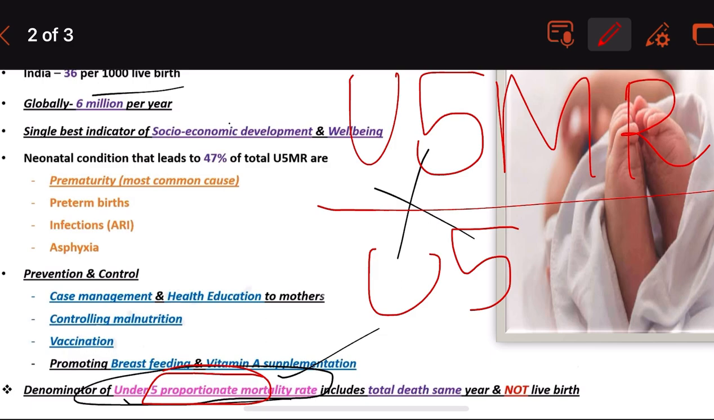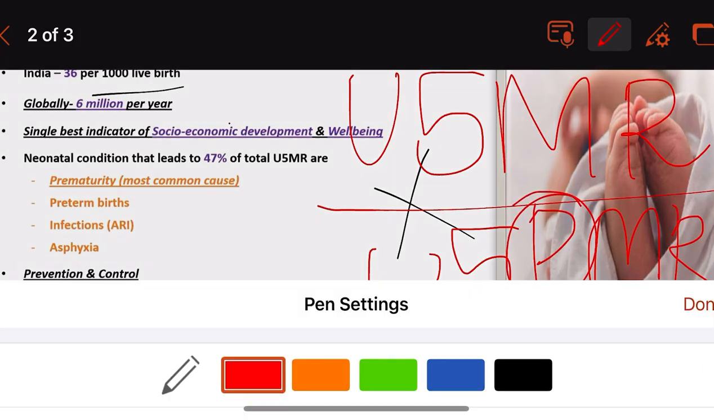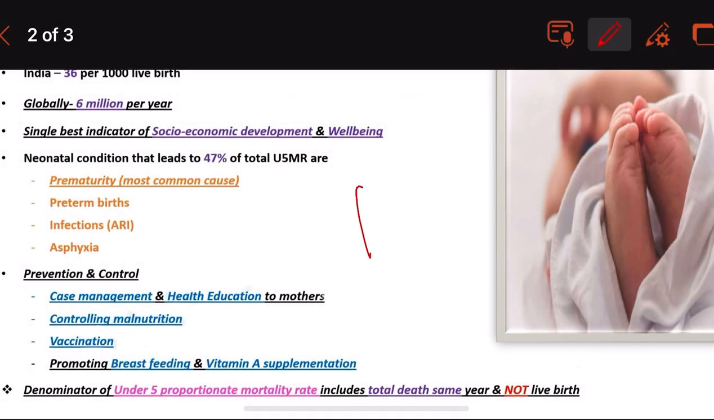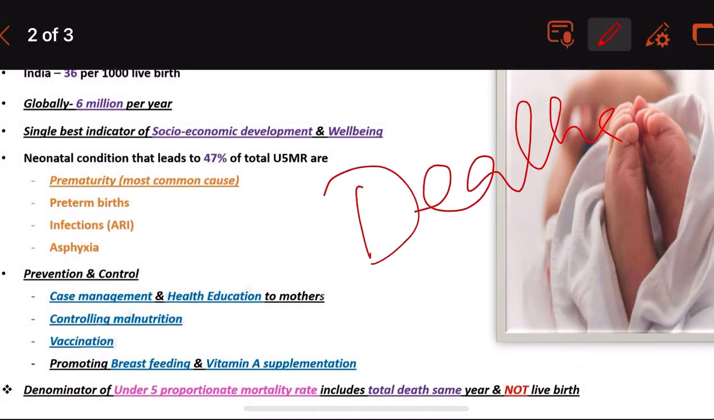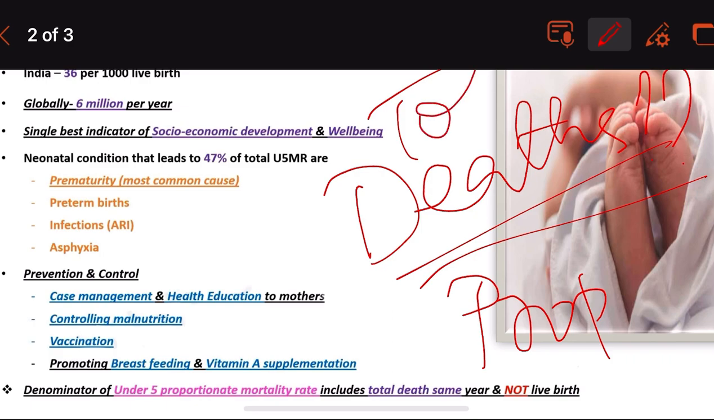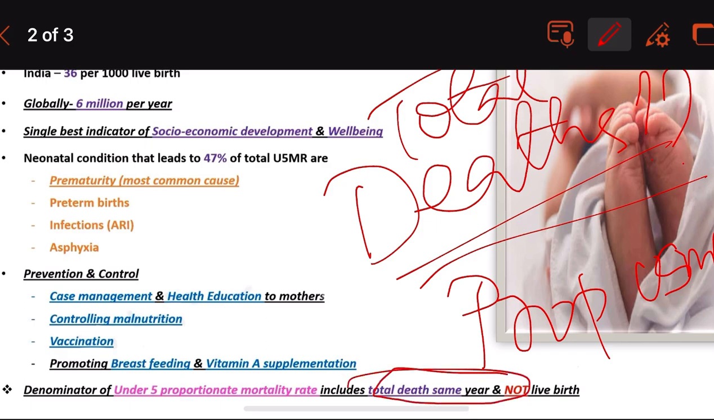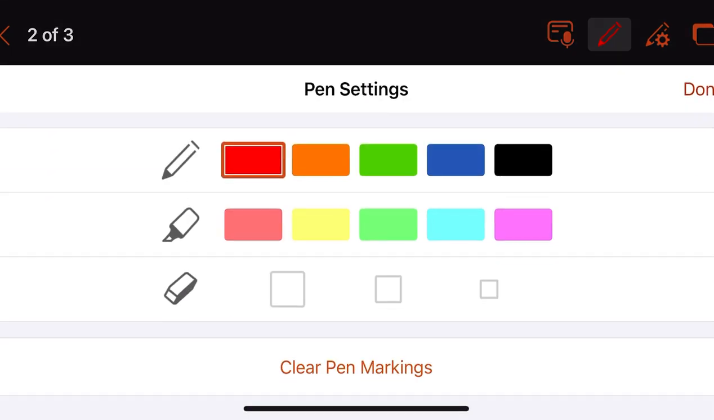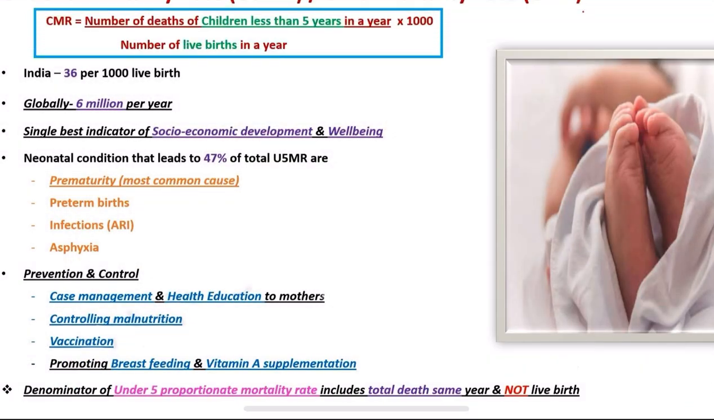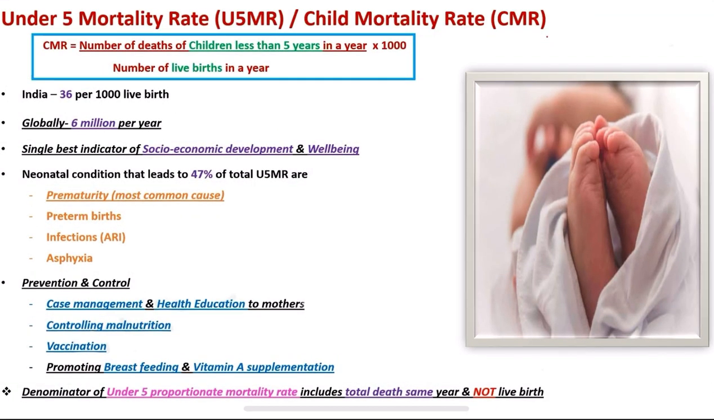When they ask for the under 5 proportionate mortality rate, they are asking, out of the total deaths, what is the proportion of under 5 deaths? So obviously in the denominator, we will take the total deaths in the same year, not the live births. Okay, simple, clear. So I hope the under 5 mortality rate is clear.